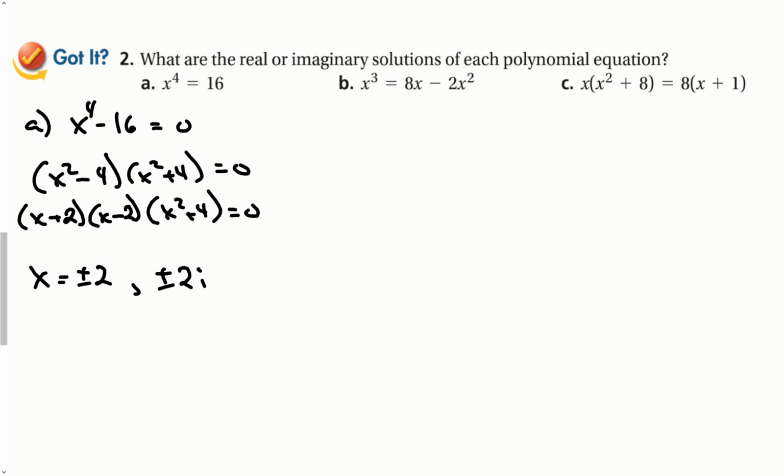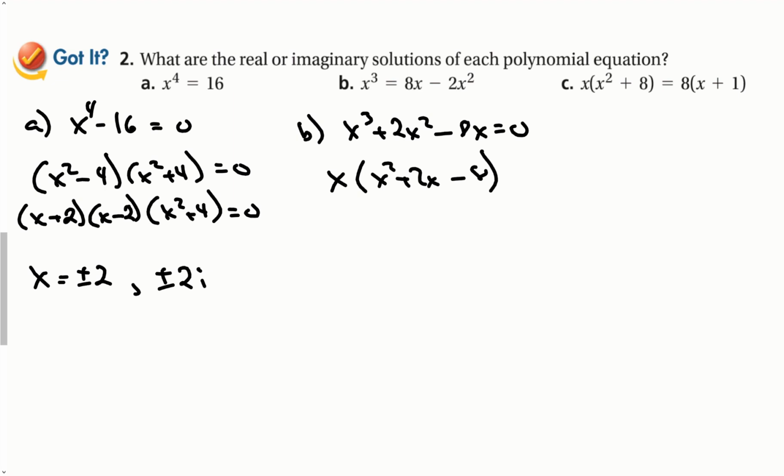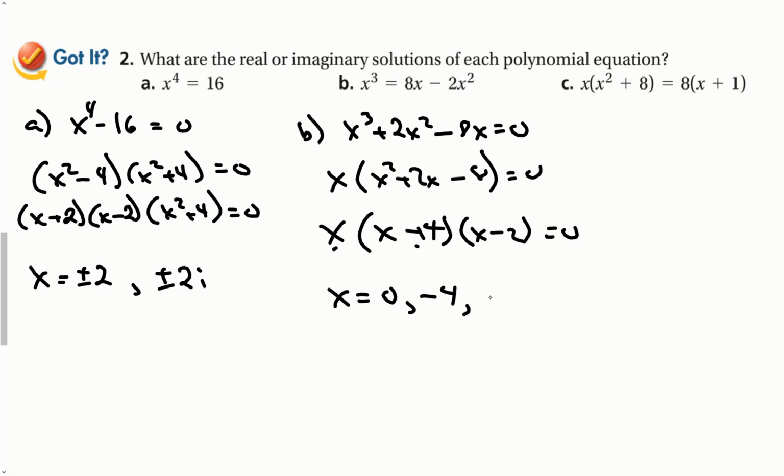Okay, for the middle one right here, we get x to the third plus 2x squared minus 8x. Factor out an x. Are there factors of 8 that subtract to 2? Yeah, 4 and 2. Okay, so good. This actually factors. So that gives me x plus 4, x minus 2. So my three answers in this case are for this one, 0. From this one, negative 4. And from this one, a positive 2.